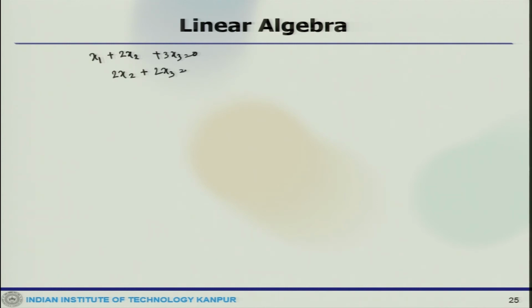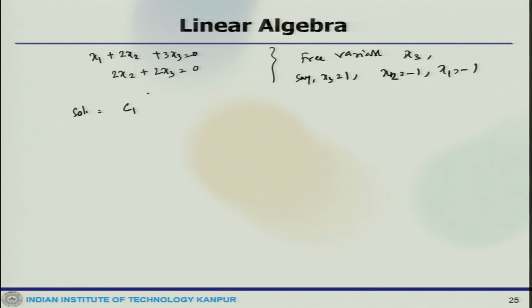From here we can write x1 plus 2 x2 plus 3 x3 is 0, and 2 x2 plus 2 x3 is also 0. Here we have 3 variables, and let us say x3 equals 1, then we get x2 equals minus 1, x1 equals minus 1. So the solution would be C1 times minus 1 minus 1 1, where C1 is any scalar.